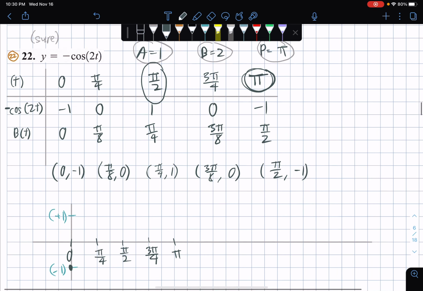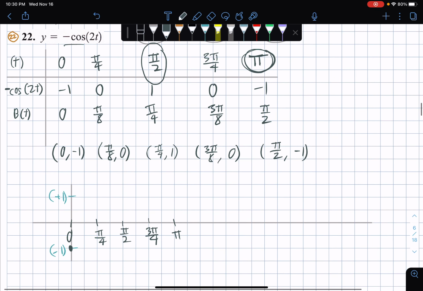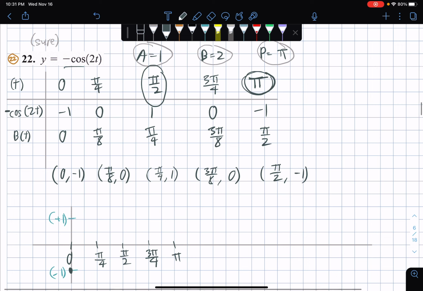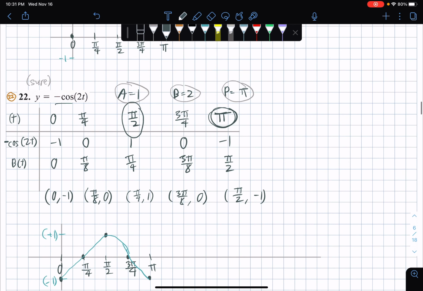Because this is a negative cosine function, we start from the bottom to ascend. So that's the kind of function that I mentioned in the part 1 video. Pi over 4 0, pi over 2 1. Okay, you get something like this. Make the curve. There you go.